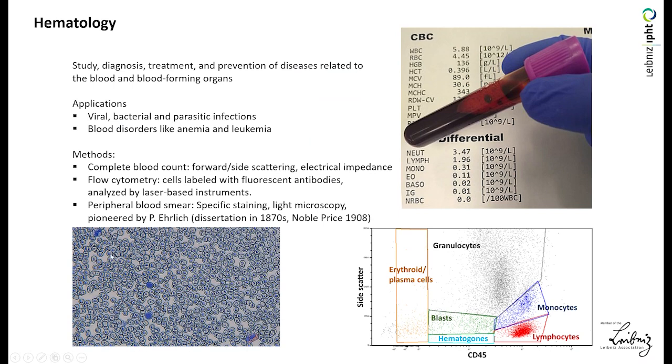leukocytes. Here the granular structure of the cell nucleus is visible, and here, typical for lymphocytes, the large nucleus. So I think it's time for a more advanced technique, and we think optical photothermal infrared spectroscopy can be part of this.